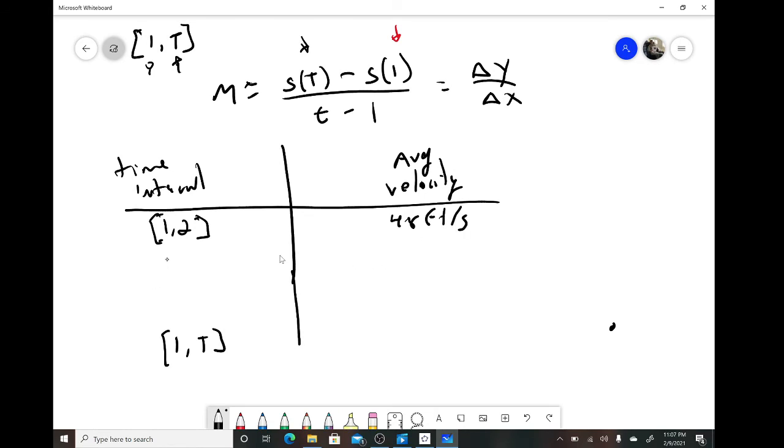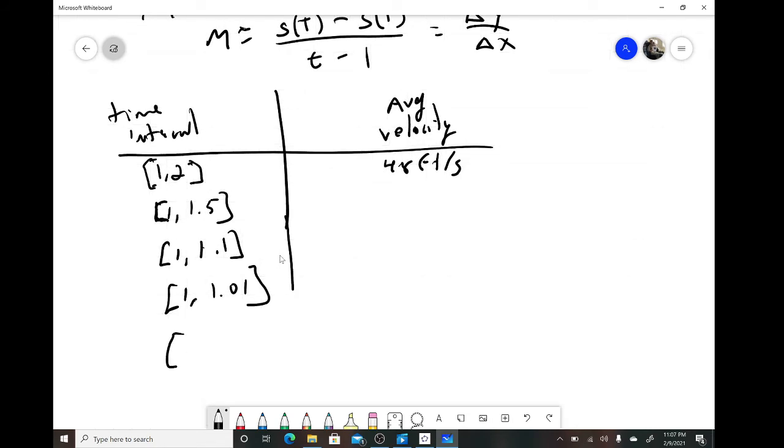Well, what can we do now? We could keep making the time interval smaller. So instead of going to 2 seconds, we're going to go to 1.5 seconds. And then 1.1 seconds, 1.001 seconds, and so on. We'll continue this until we get very, very close to 1, and you'll see what I mean by getting very, very close to 1. So I'm going to calculate this for you.